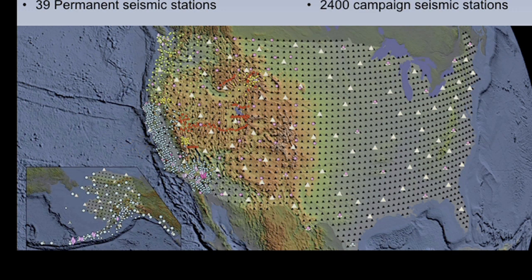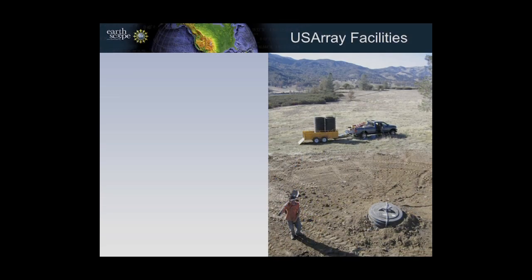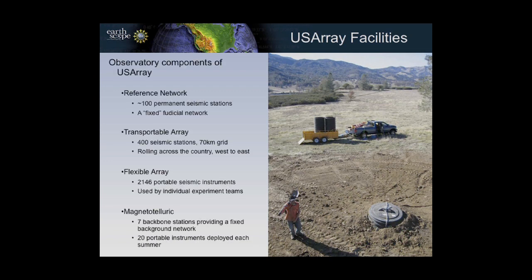And so there's many different types of instrumentation deployed, but we're going to talk today about the seismological component of this. So as I said before, the reference network is about 100 permanent stations. It's a fixed fiducial network, basically giving us something to anchor all our measurements to. The transportable array, as we'll see, starts from the west coast and migrates all the way to the east coast.